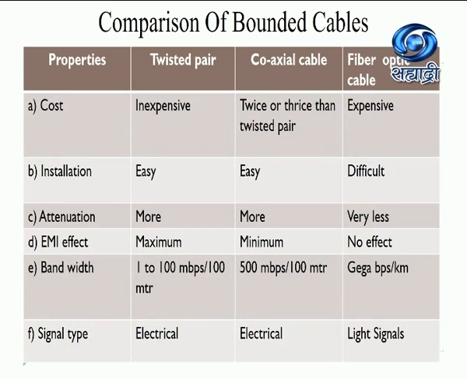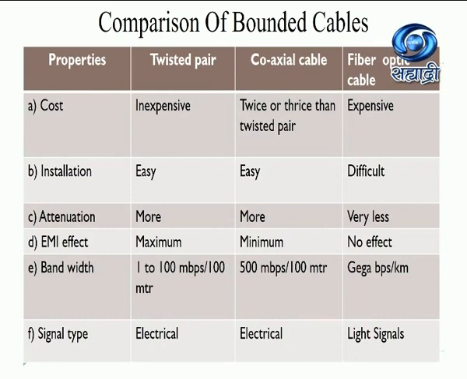cables. So let's go for the properties of them one by one. First one is the cost. Twisted pair is inexpensive. Coaxial cable is twice or thrice as expensive as twisted pair. And fiber optic cable is more expensive than both twisted pair and coaxial. Second is installation. Twisted pair is easy to install. Coaxial is also easy to install, but fiber optic cable is very difficult to install.